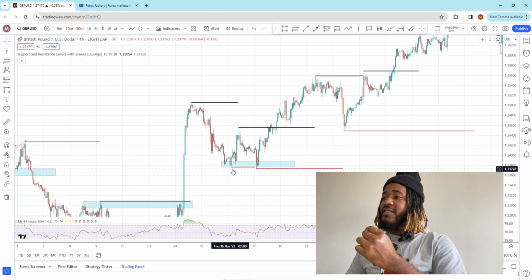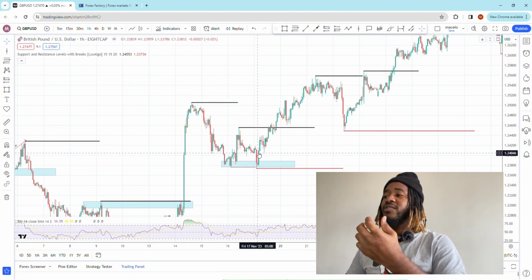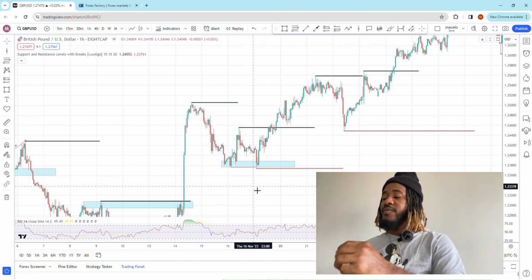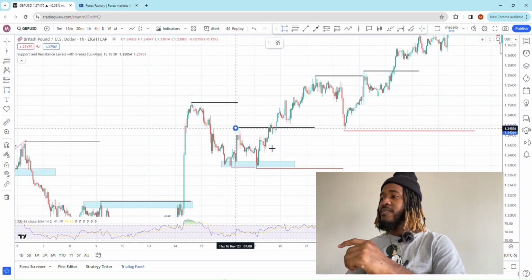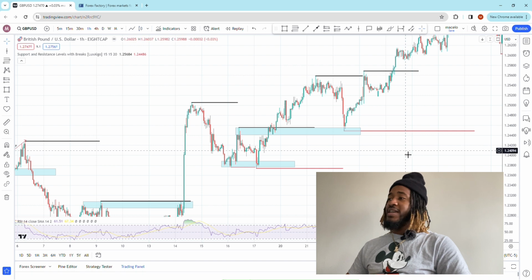I wouldn't have entered this, or I wouldn't have been alerted, because it never closed. Remember I told you I would wait for my candle to close before an alert happens. So I wouldn't have been alerted for that. But I would also have identified this area here as my resistance. So before anything even happened, you guys see what happened.